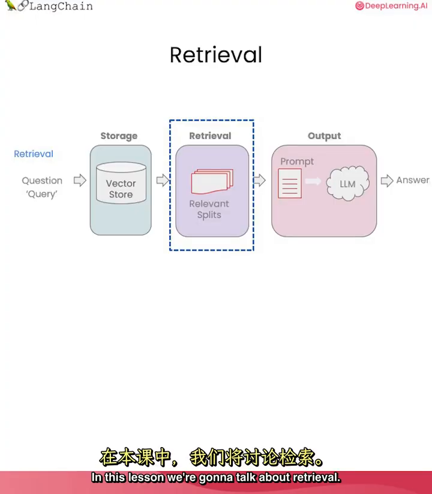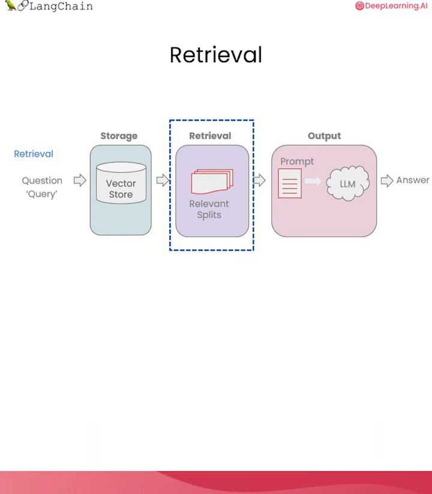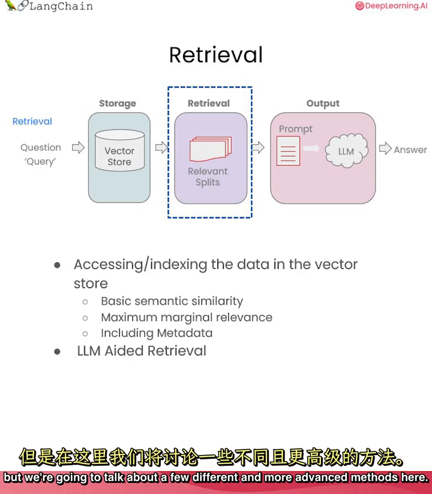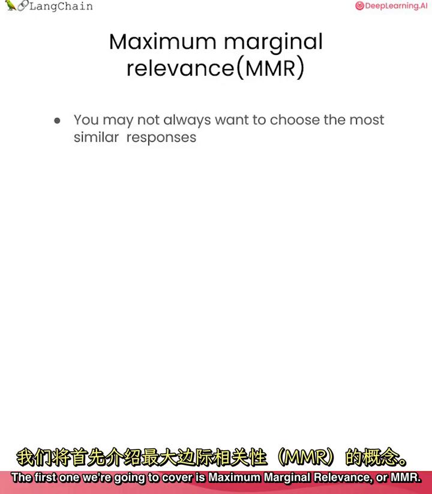In this lesson, we're going to talk about retrieval. This is important at query time, when you've got a query that comes in and you want to retrieve the most relevant splits. We talked in the previous lesson about semantic similarity search, but we're going to talk about a few different and more advanced methods here. The first one we're going to cover is maximal marginal relevance, or MMR.